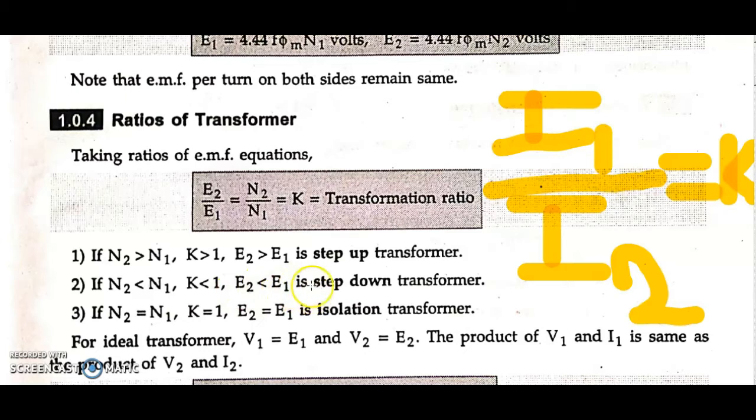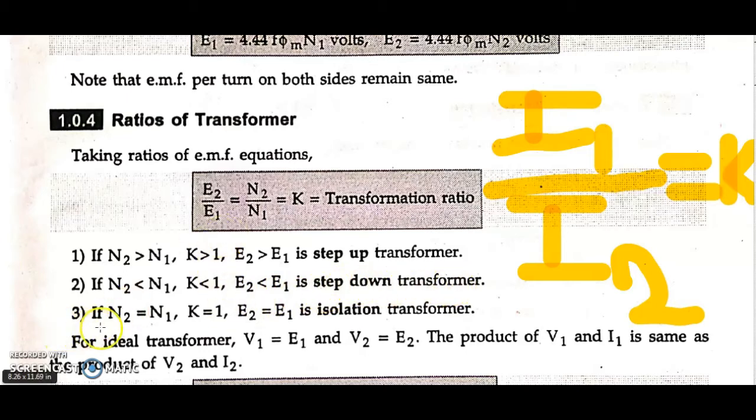In such a case, it is called a step down transformer. Remember, if E1 is greater than E2, we call it a step down transformer, or you can remember it in this fashion also: if E2 is lesser than E1, then it is called a step down transformer.